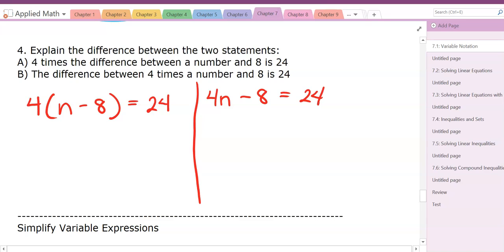So the main difference here is that in the first one, we're taking 4 times this whole quantity, whereas in the second one, we're only taking 4 times the variable. So if I had to explain that, I would just write it out in words and say, for the first one, 4 is being multiplied by the whole quantity, n minus 8, while on the second one, 4 is only being multiplied by the variable. And that would explain the true difference between those two equations and why they're a little bit different.